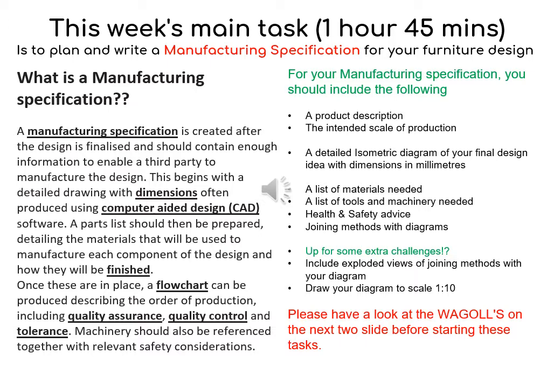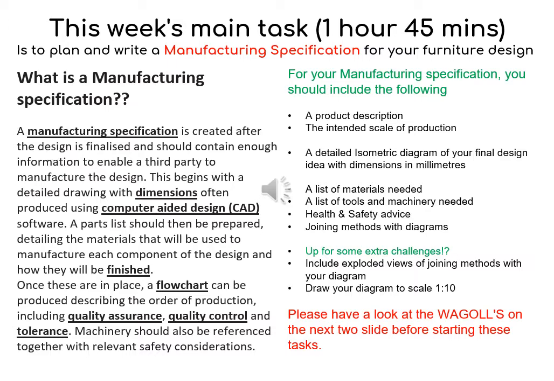Okay, Year 9. So your main task for this week will take you the remainder of your 2 hours. And it's something new that we've not covered before, but it's something that is really relevant to this furniture project and something that is always included in the design process. So this week you are going to plan and write a manufacturing specification for your furniture design.